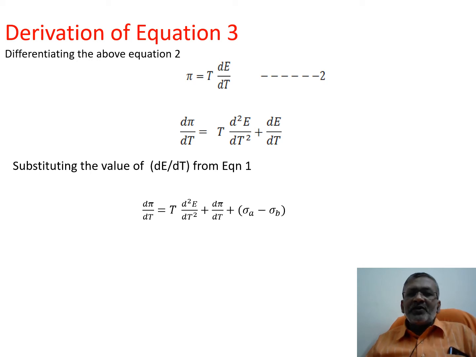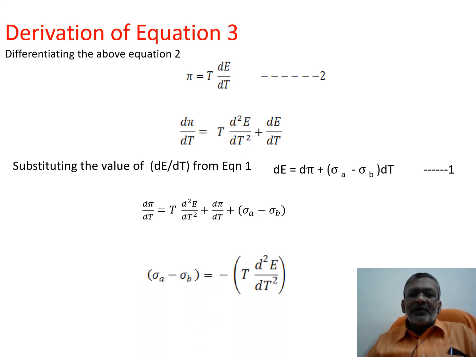Now substitute the value of dE from equation number 1. Equation 1 is dE = dπ + (σa − σb) dT. Substituting this in the above equation, we get dπ/dT = T d²E/dT² + dπ/dT + (σa − σb). Since dπ/dT cancel each other, therefore σa − σb is equal to −T d²E/dT².